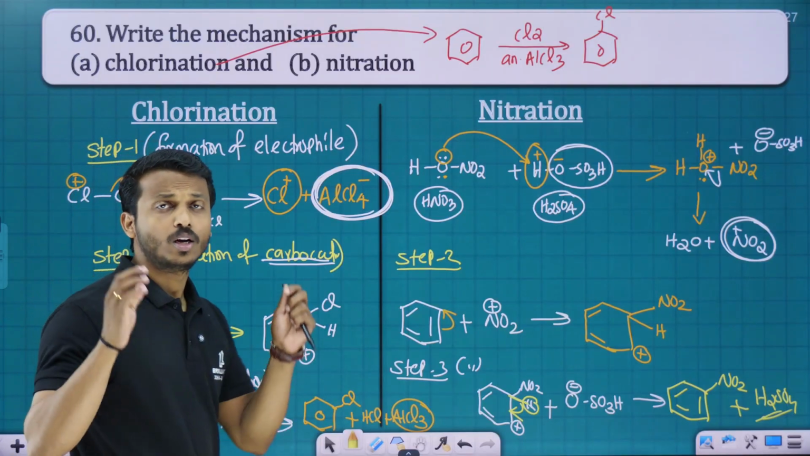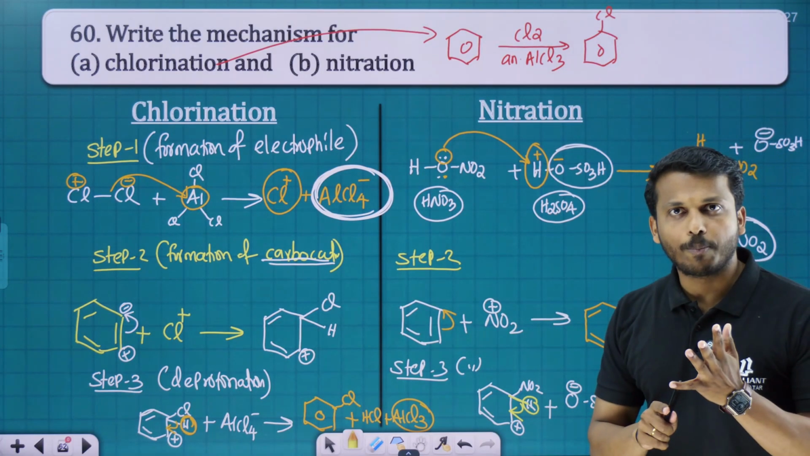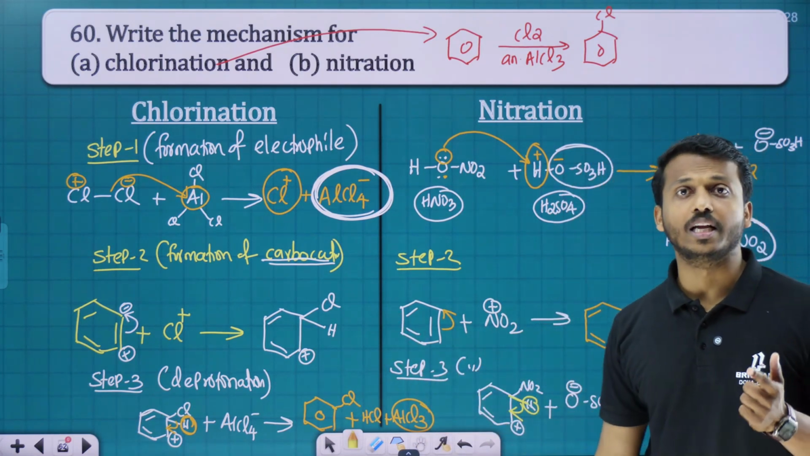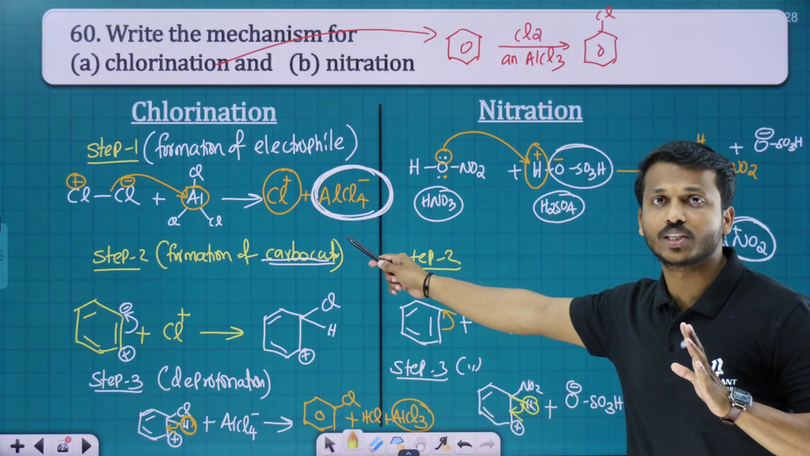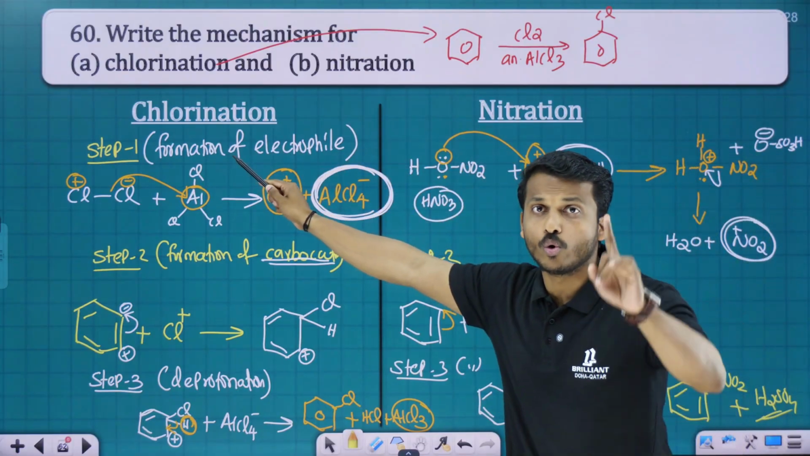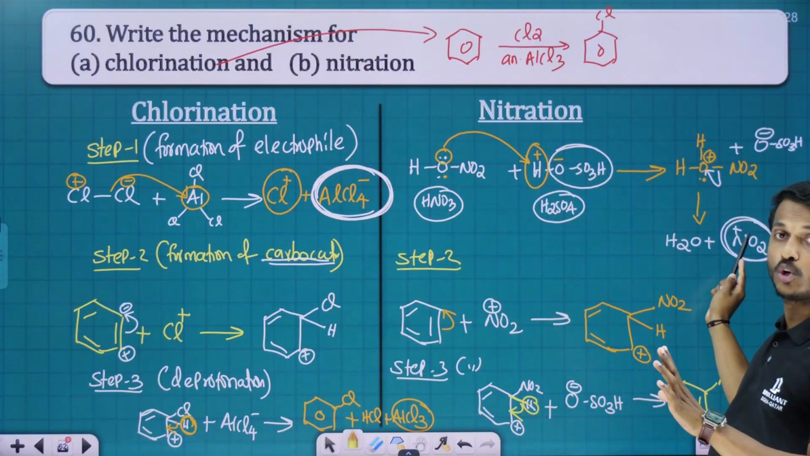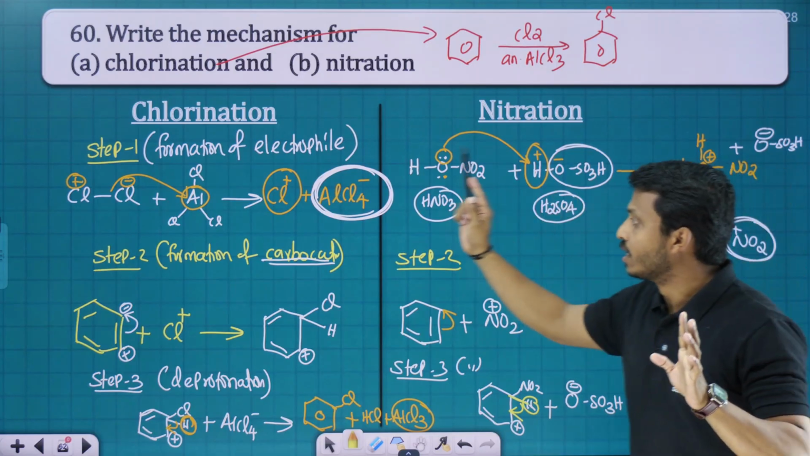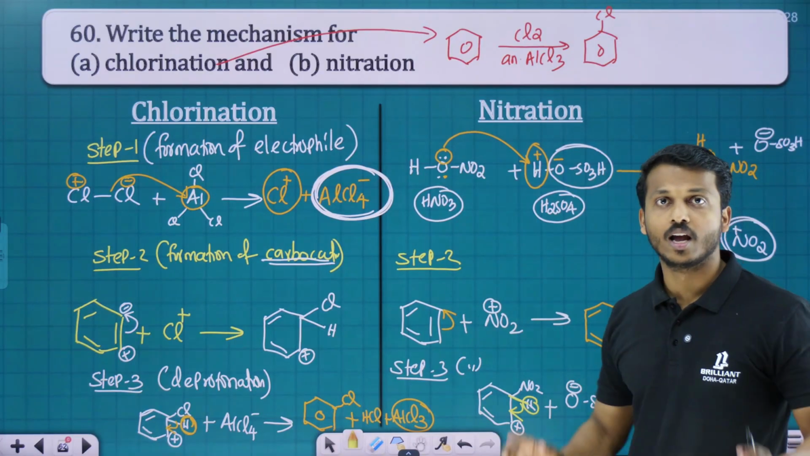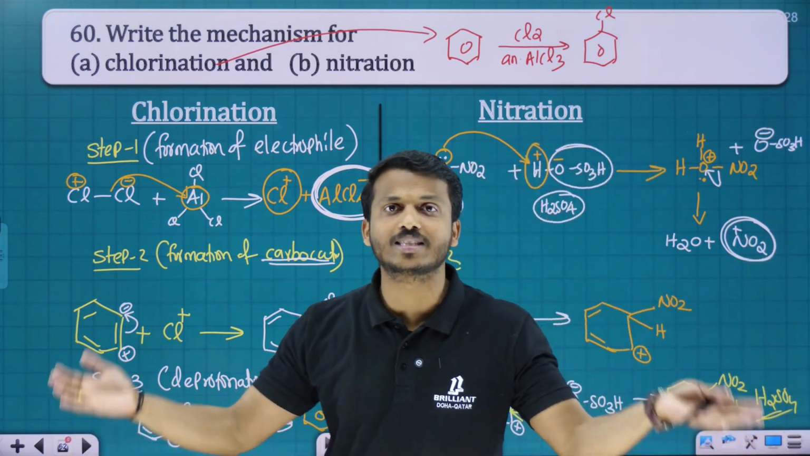So in total there are 3 steps in the electrophilic substitution mechanism. First step is formation of the electrophile. Second step is formation of the carbocation. Third step is deprotonation. Mostly they ask you chlorination and nitration. Don't forget, present it exactly like this. Chlorination means the electrophile is Cl plus, so first show how Cl plus is formed. Nitration means NO2 plus, so show how NO2 plus is formed. Then add the electrophile on the benzene ring. Finally, we need to get our benzene ring back. For that, hydrogen is removed and we get our catalyst back.